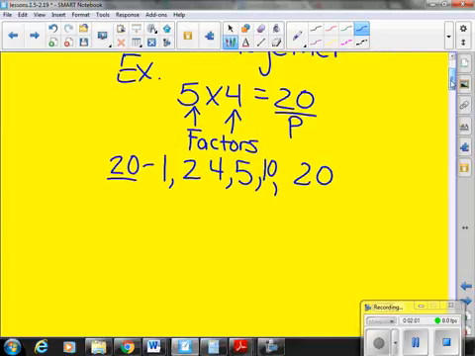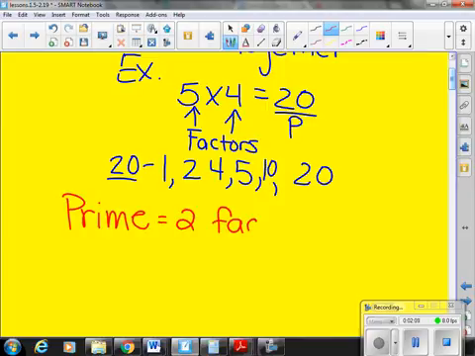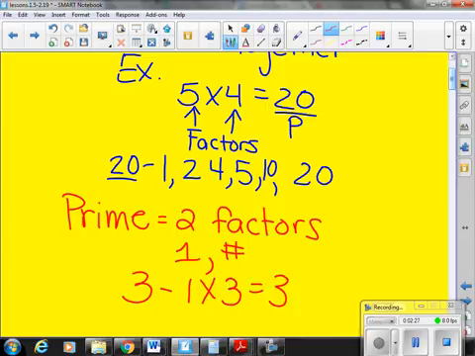A prime number is a number that only has 2 factors. And one of those factors is 1, and the other one is itself, so the number itself. An example of a prime number would be the number 3. Why? Because you can only multiply 1 times 3 to get 3. There are no other factors. So if I ask you what was a factor of 3, you would say 1 and 3. That would be it. So because of that, 3 is a prime number.